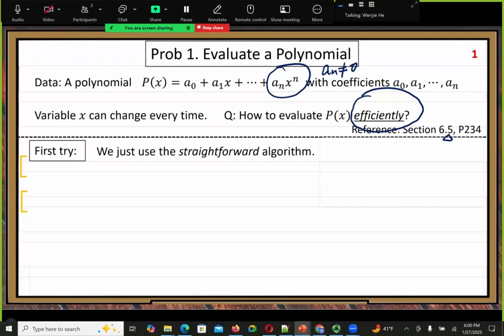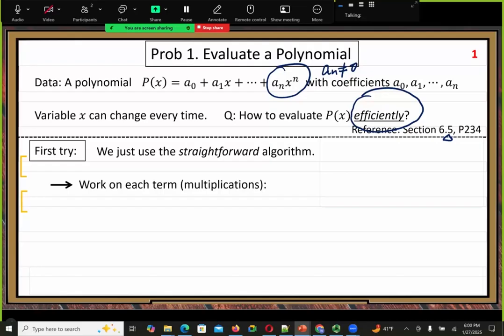First try. We know how to find its value. So that's the straightforward algorithm. You know how to do multiplications. You know how to do additions. We just do that, right? There is a natural order for us to apply multiplications and additions. We just do it in that natural way.